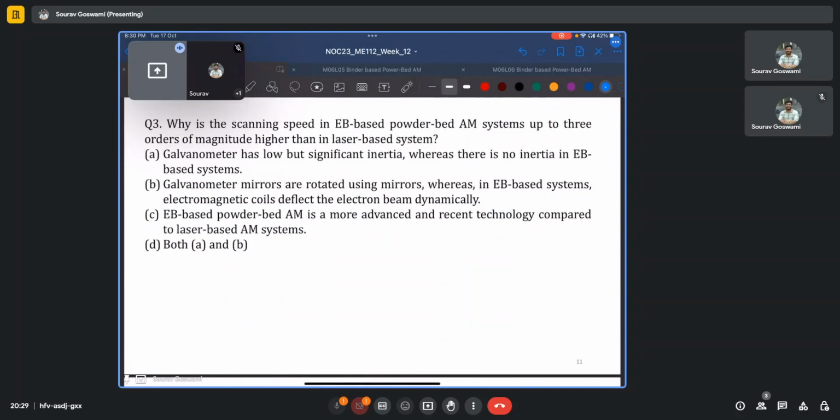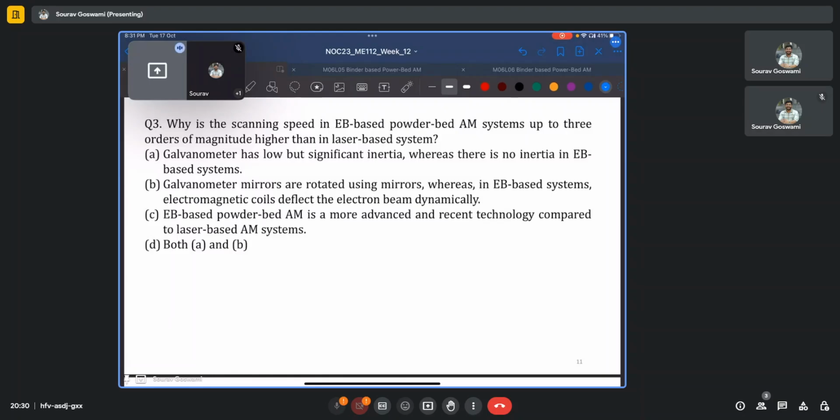The third question is asking why is the scanning beam speed in an electron beam based powder bed AM system up to 3 orders of magnitude higher than in laser based systems? So, if you would remember, when we were discussing the electron beam based powder bed additive manufacturing technologies last week, we read how the scanning speeds in some of the EBM based setups can be as high as 10,000 meters per second. Whereas in laser based systems, these would typically be of the order of 10 meters per second or even lower in most cases.